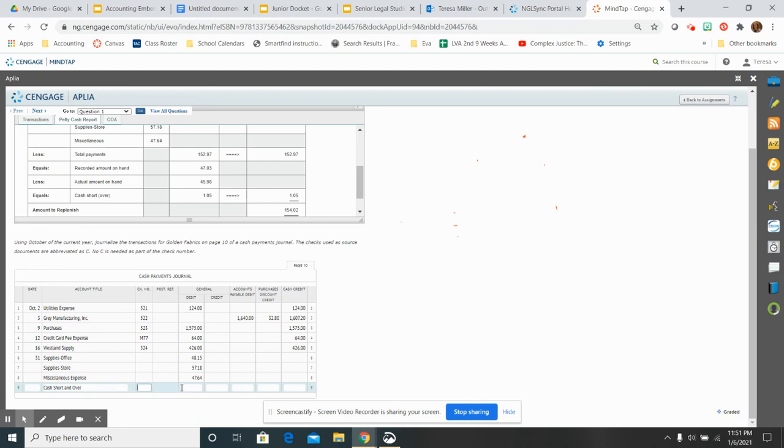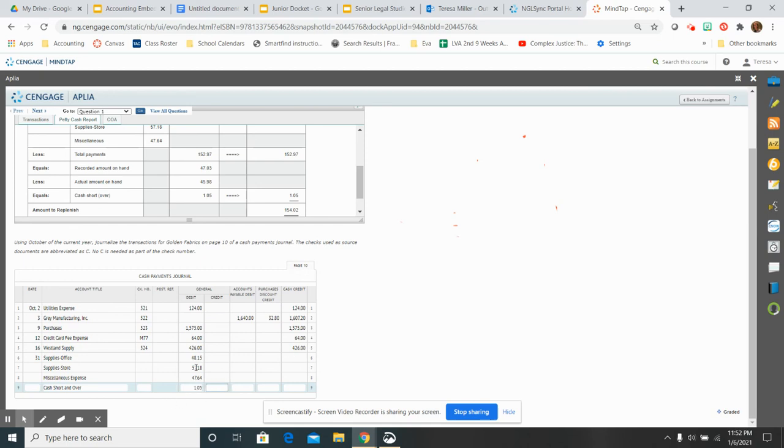And how do you know if it's a debit or credit? Well, this is the only way that I can remember: if it's the first part of the account title, it's cash short. It would be in the first column of the general debit or credit columns. If it's cash over with the parentheses around it, it's the second part of the account title. It goes in the second column of the general debit or credit. So this one is cash short. It's going to go in as a debit.